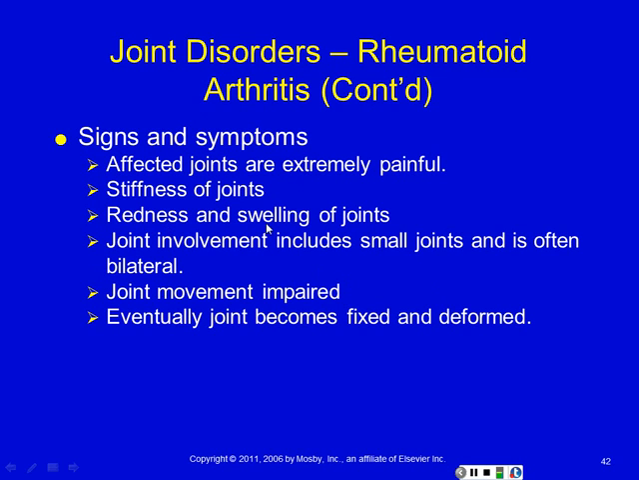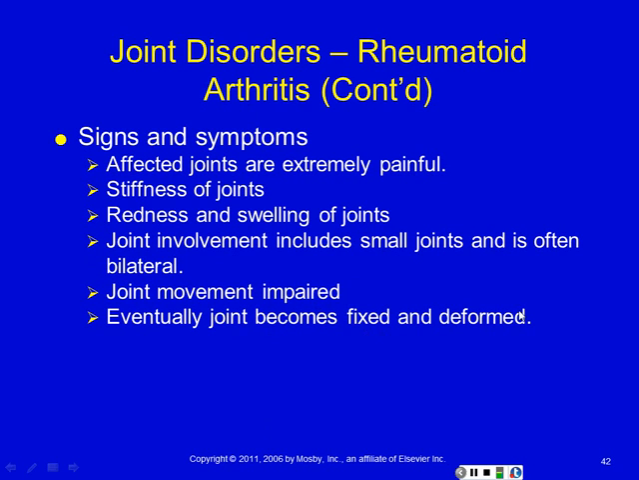Redness and swelling, again, you don't usually get that with osteoarthritis. You get it with rheumatoid. So red, swollen knuckles, rheumatoid arthritis. Knuckles that just hurt, osteoarthritis. All right. RA is usually the small joints, so like the fingers, wrists, toes, you can get it in your toes. And eventually the joint's movement becomes impaired, and finally it gets fixed and deformed.